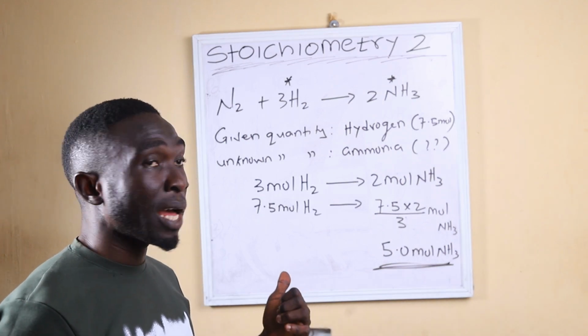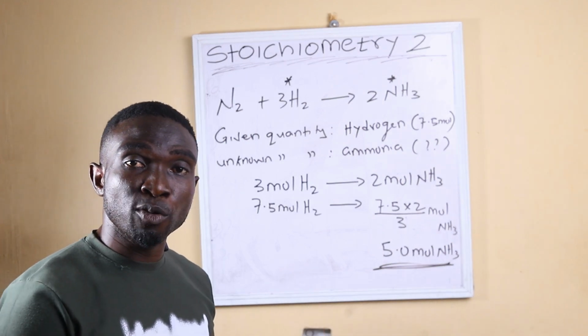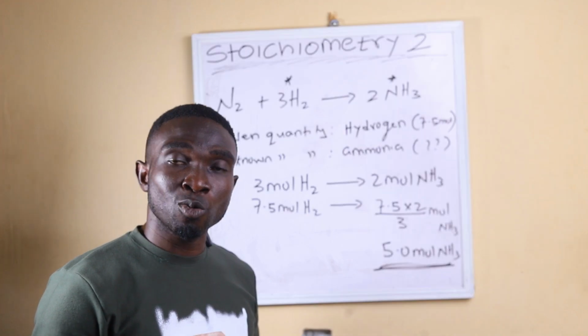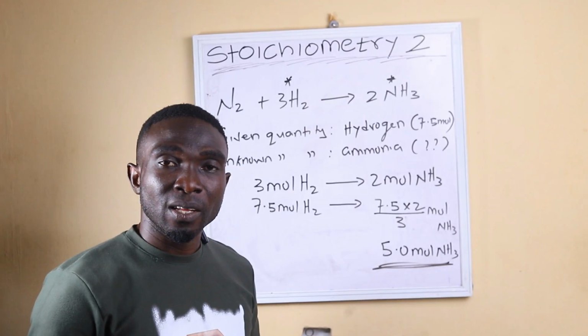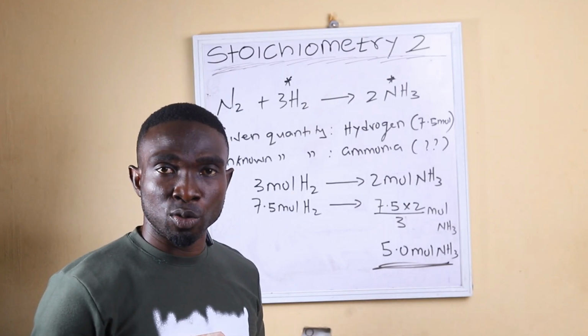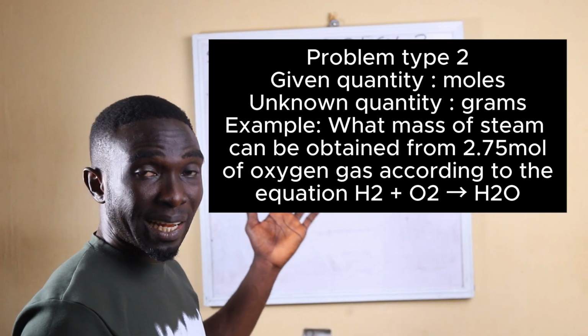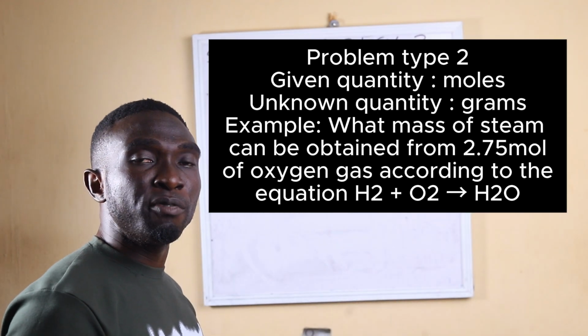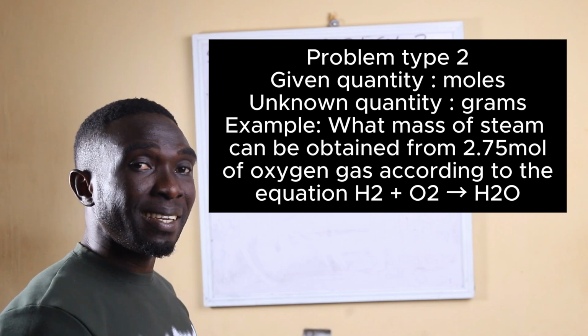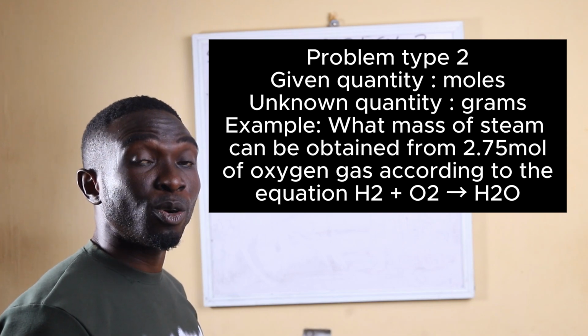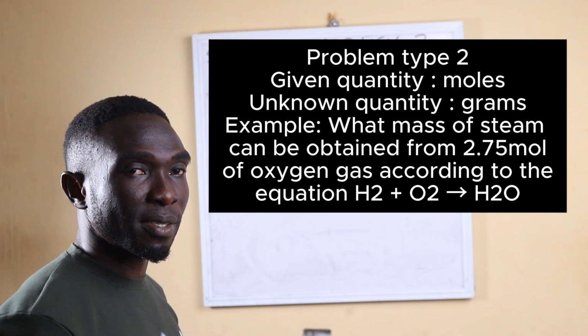So this is problem type number 1. The given quantity is in moles and the unknown quantity is also in moles. Let's go to problem type number 2. For problem type number 2, the given quantity is in moles and the unknown quantity is in grams.